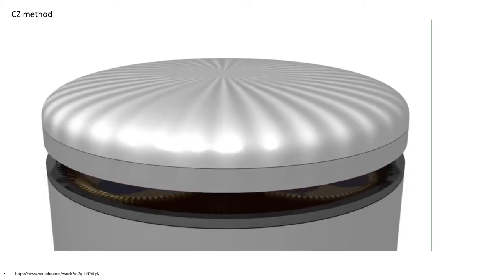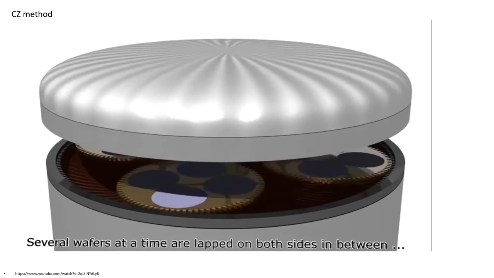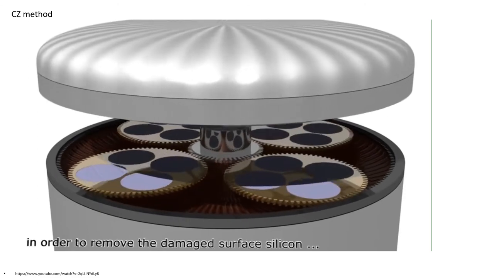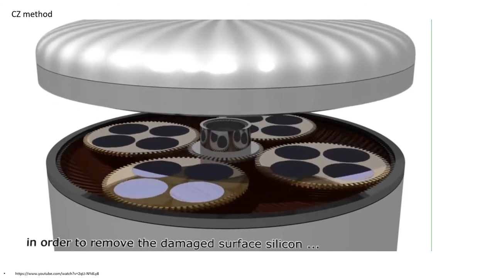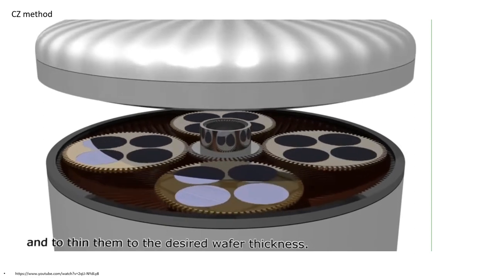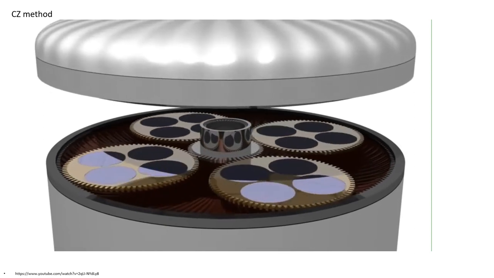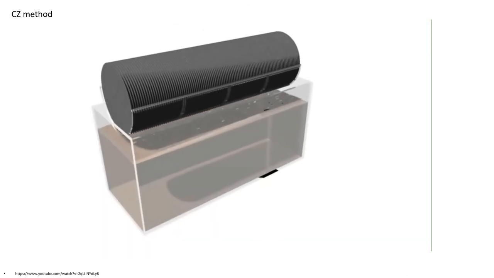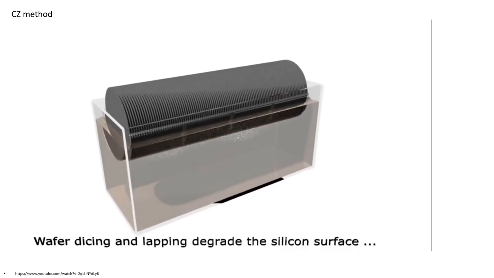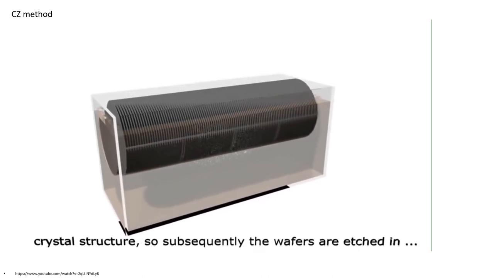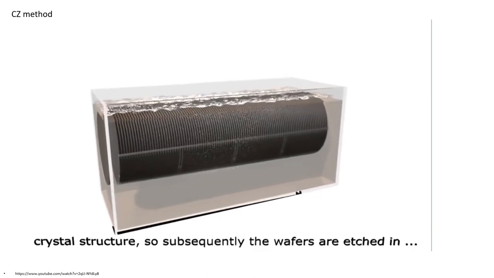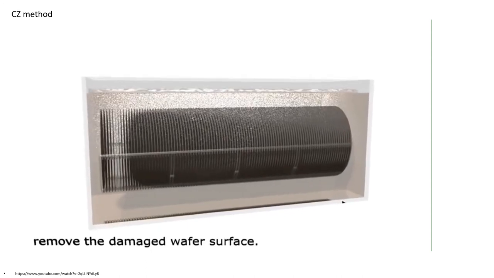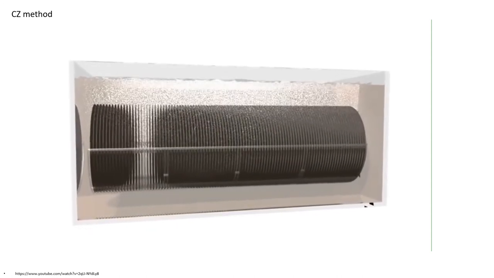The saw-cut silicon wafers contain many microscopic and nanoscopic scratches or cracks, and the surface looks very uneven. So these wafers are etched and properly treated so that the micro scratches are removed. This process shows dipping of the ingot into a solution of the etchant, either KOH or HNO3, to remove the damaged wafer surface.